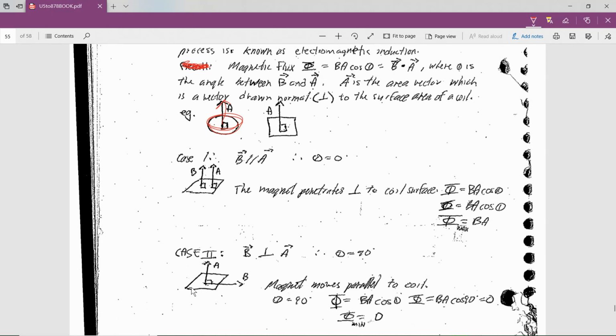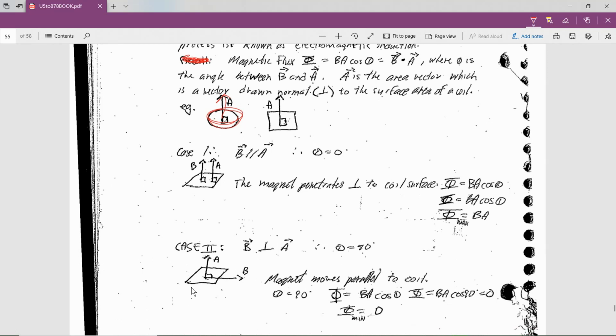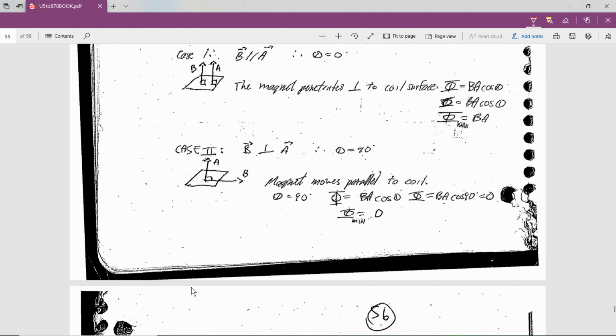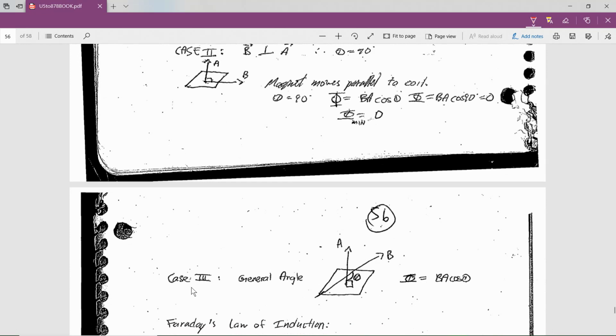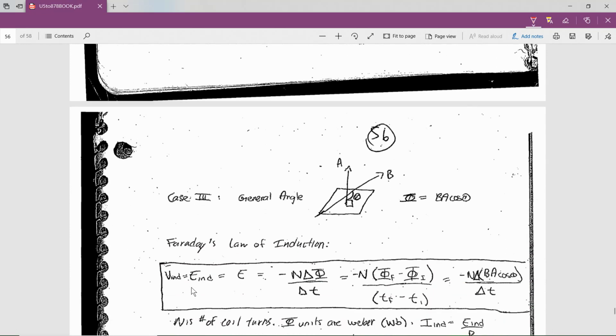Okay? If rather I slide the coil so that the magnetic field is perpendicular to the area vector, in other words, the magnet moves parallel to the coil, right? So the magnet is moving parallel to the coil, then I get theta of 90 degrees, and there is no flux. Okay, no flux linkages because cosine of 90 is 0. In general, phi is BA cos theta.